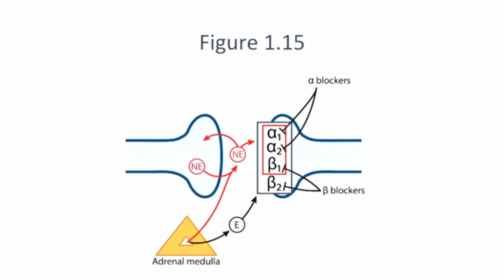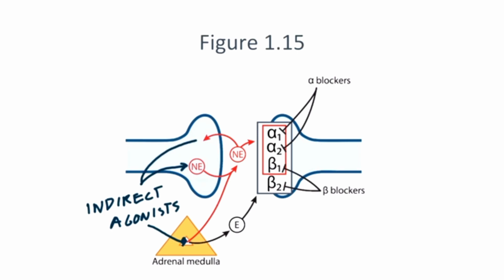Now going back to figure 1.15, it's important to recognize that one can pharmacologically alter the activities of these receptors. There are things that increase the levels of epinephrine and norepinephrine, and they can do this by increasing the release of these catecholamines from the adrenal medulla. These are indirect agonists, which stimulate the release of epinephrine and norepinephrine. They can also stimulate the release of norepinephrine from the presynaptic neuron, or they can block the reuptake of norepinephrine at the synapse. Any one of these three actions would lead to increased norepinephrine and epinephrine.